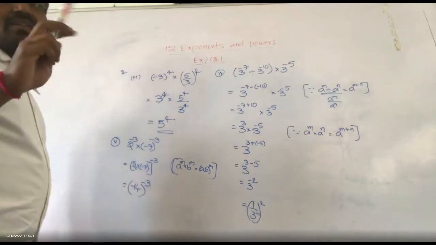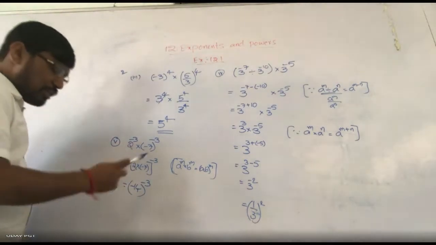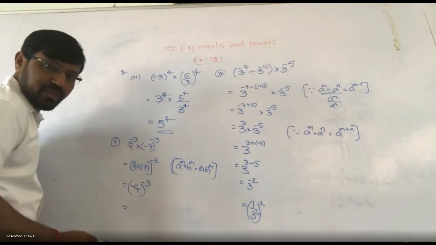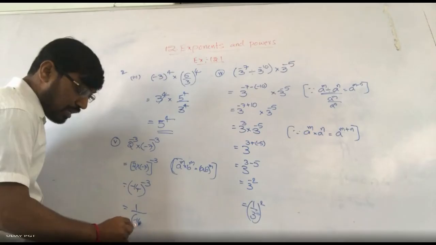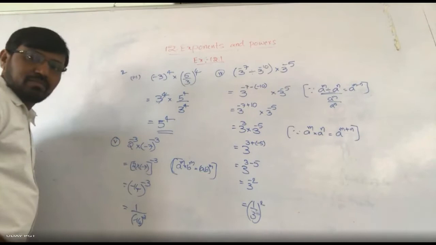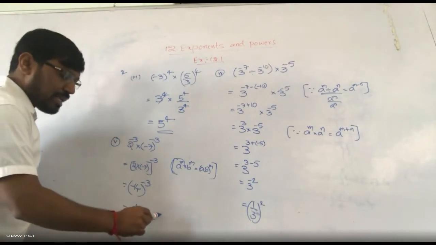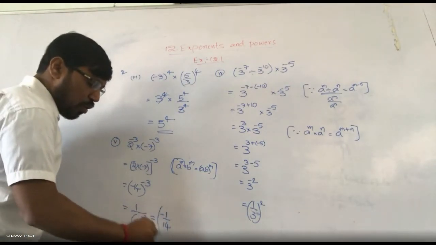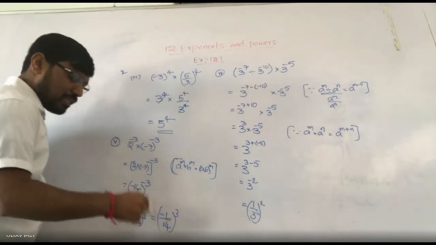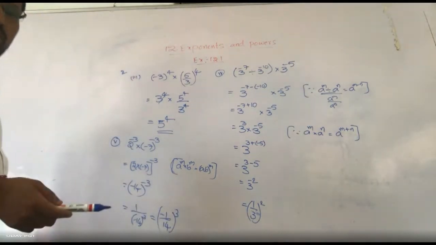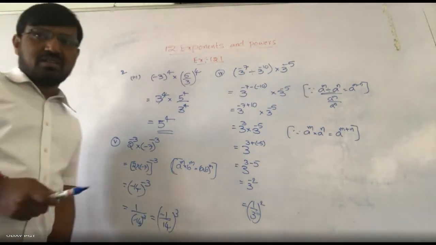But the question asks for a positive exponent. A positive exponent means 1 by minus 14 power 3. If you want, you can write it as minus 1 by 14 whole power 3, or 1 by minus 14 whole power 3. Better you write the whole power. Okay, sir. Is it clear to you? Yes, sir.